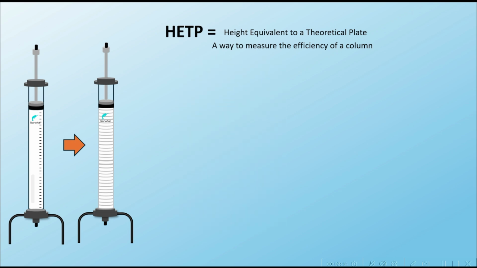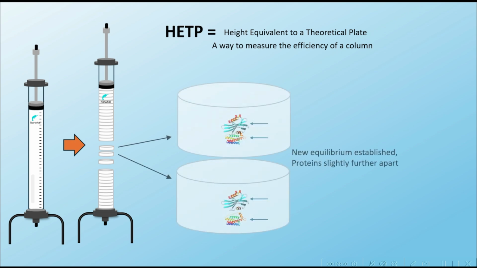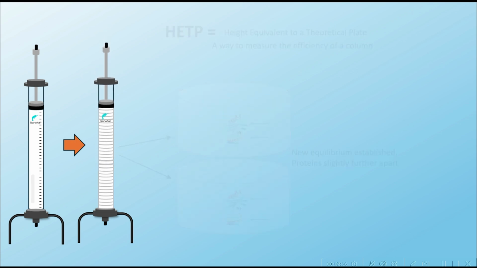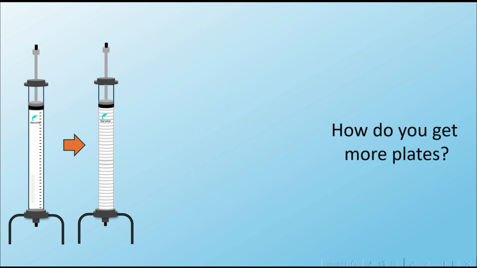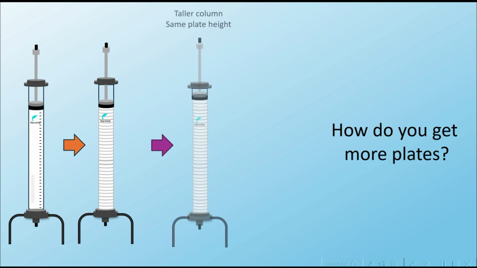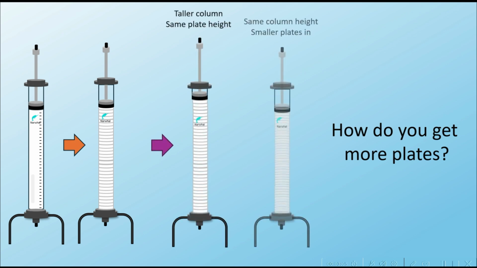We can imagine dividing a column up into little sections where each section is a plate, like on the distillation tower. The more plates you have in a column, the better the separation. You can get more plates in one of two ways, either making your column longer or making the height of a plate smaller, so you're packing more plates into the same space.